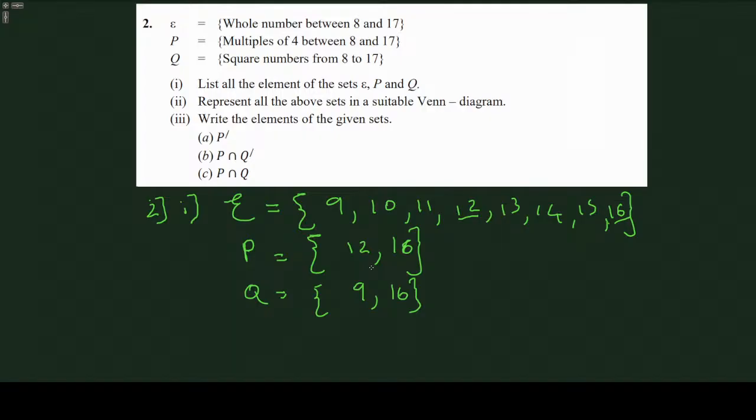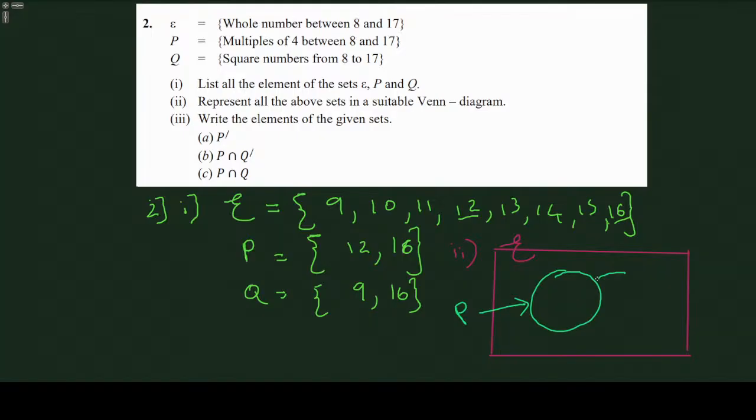Roman 2, represent these sets in a Venn diagram. So what's the Venn diagram? We first got to put a boundary like this. First the universe to be made. So we make the universe, this is the universe. So inside that we have a set called P. Since P and Q have a common element, 16, P and Q should be intersecting like this.